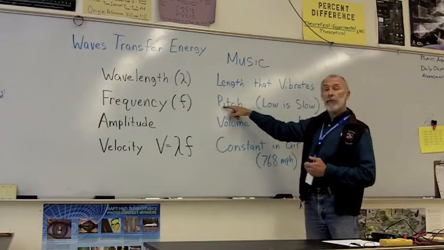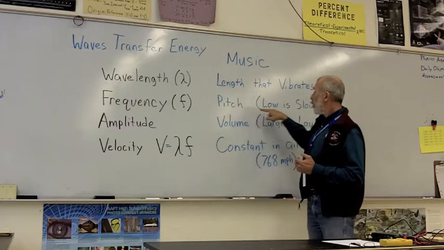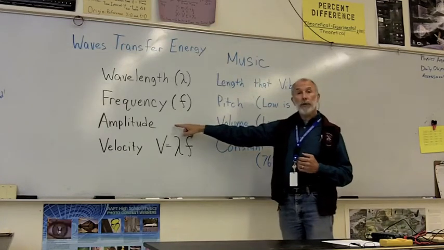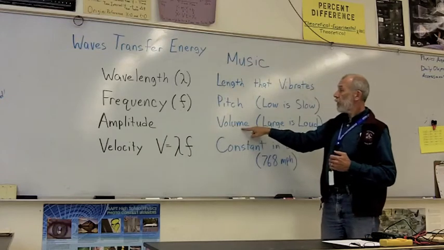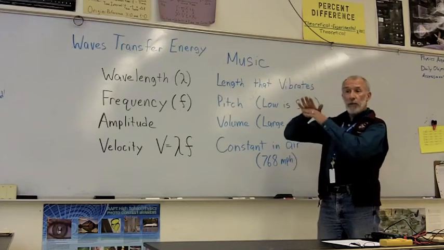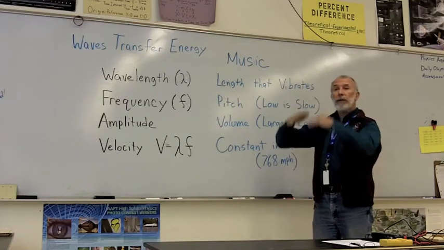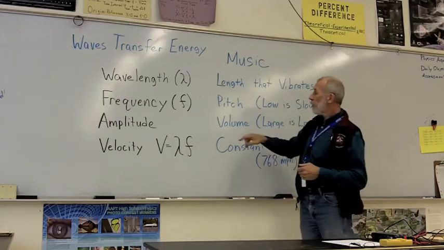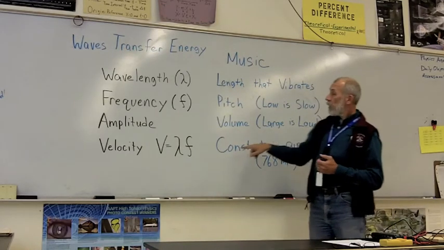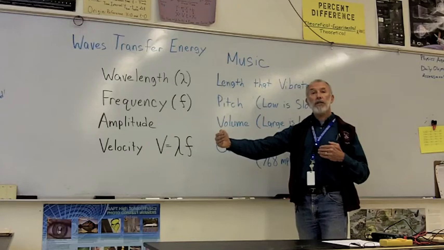The frequency in music is referred to as the pitch, a low pitch or a high pitch. A low pitch is a slow frequency. Amplitude, in terms of sound or music, is what we call volume. When you take a drum and you hit it hard, you're making the drum cover stretch down a long ways and bounce up a long ways. The wave is much higher. It has a bigger amplitude. Large is loud.